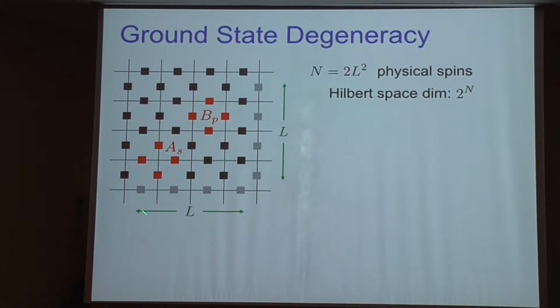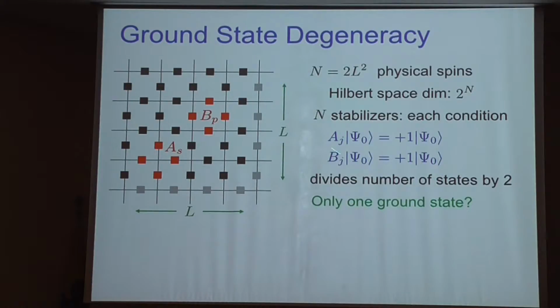Well, if I have a lattice which is L by L in size, then there are 2 times L squared physical spins. And then the Hilbert space is, of course, of dimension 2 to the power of this N. And then for each of the stabilizers, I have a condition. So each of these conditions should actually divide the number of states by 2, right? Because it selects either minus 1 or 1, so it selects the plus 1 from the two possible things.